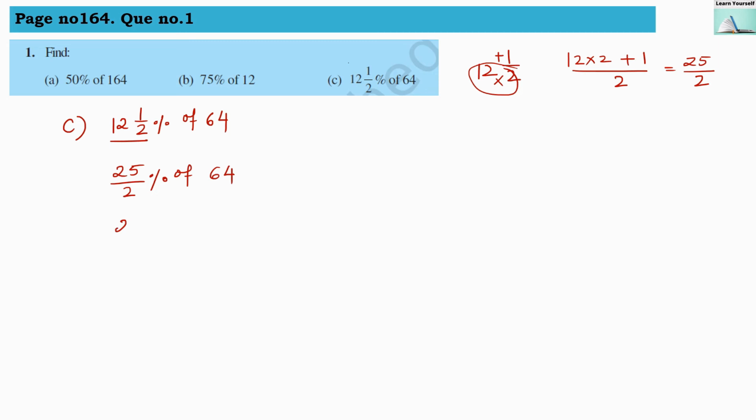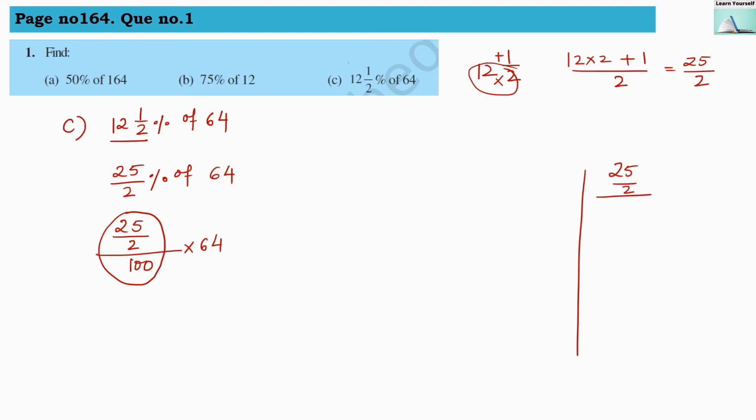Now percentage to fraction: divided by 2 and in division 100, in multiplication with 64. Now let us solve this term first. We have here 25 divided by 2, in the denominator 100 is there. Let us reframe this term. 25 divided by 2, in division 100. So 100 in division 100, the 1 is there.